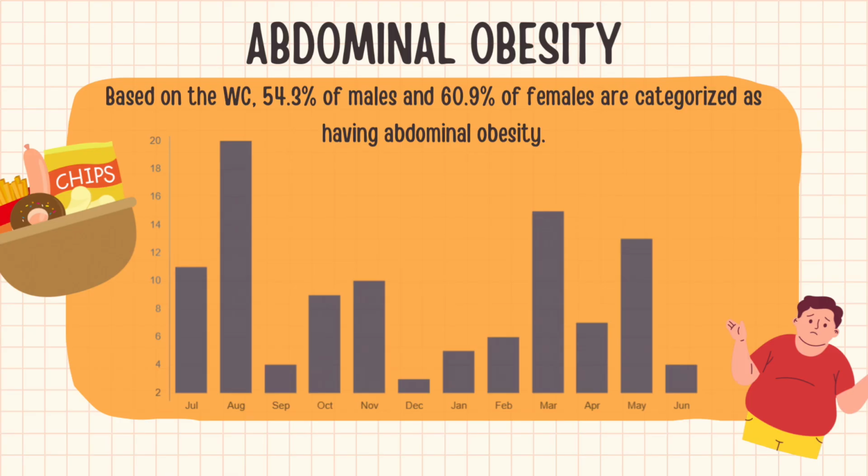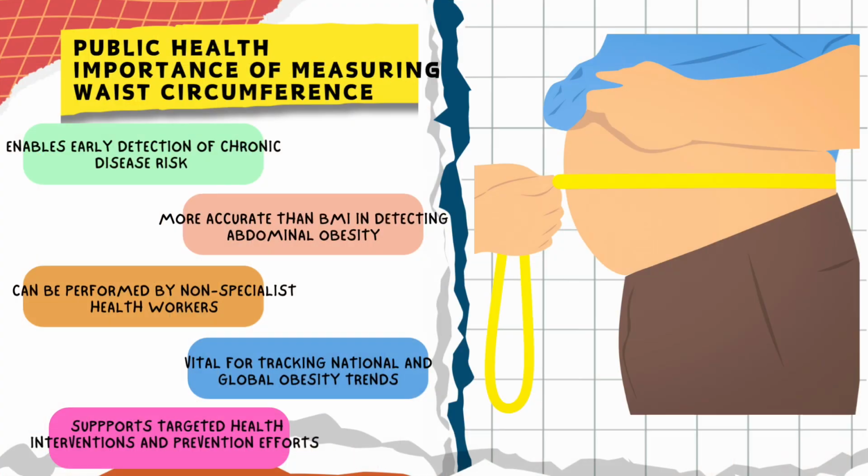Based on this bar graph, it stated that waist circumference of males is 54.3% and females is 60.9% are categorized as having abdominal obesity. Public health importance of measuring waist circumference. First, enables early detection of chronic disease risk. Second, more accurate than BMI in detecting abdominal obesity. Third, can be performed by non-specialist health workers. Fourth, vital for tracking national and global obesity trends.